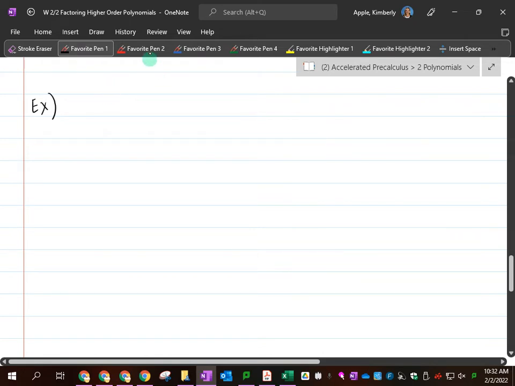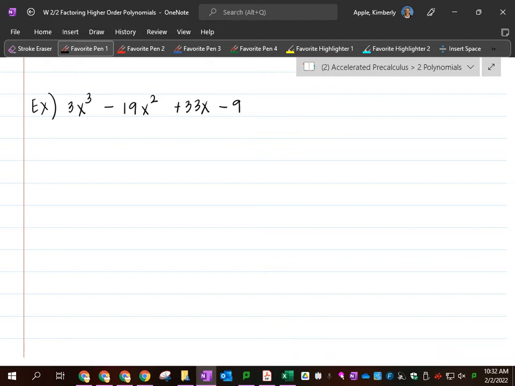Let's do another one. Let's do 3x to the third minus 19x squared plus 33x minus 9. So again, I try to guide you through the way I think about working through a problem like this, so that when you are doing it, you can maybe prompt yourself with the same questions. Because I look at it and I'm like, is factoring by grouping going to work?